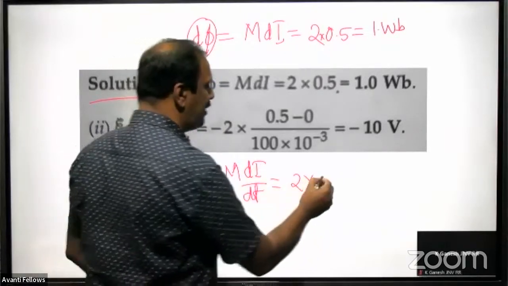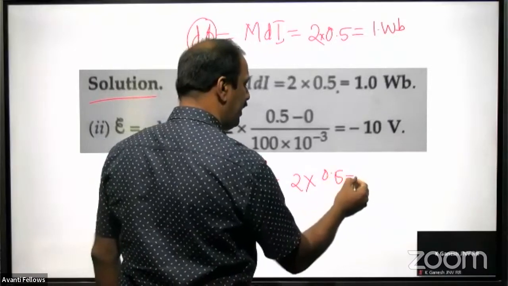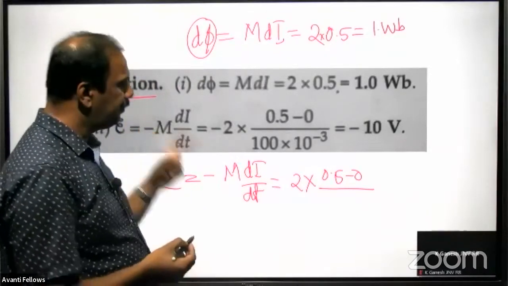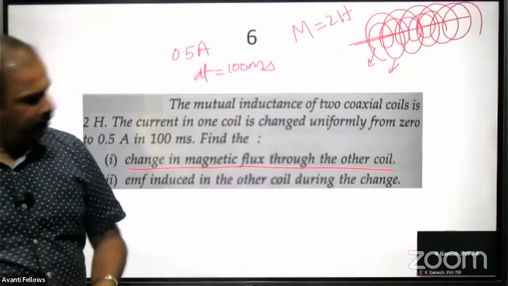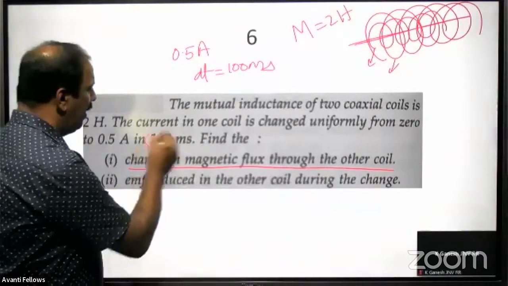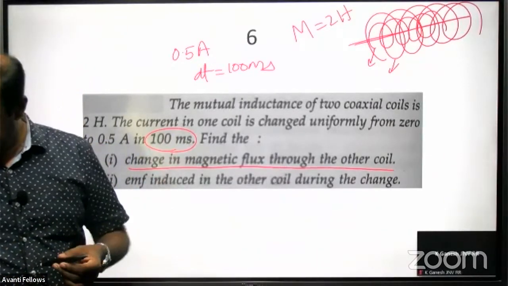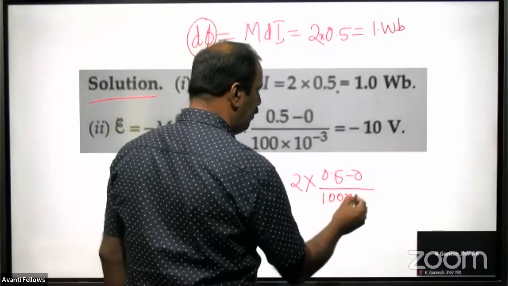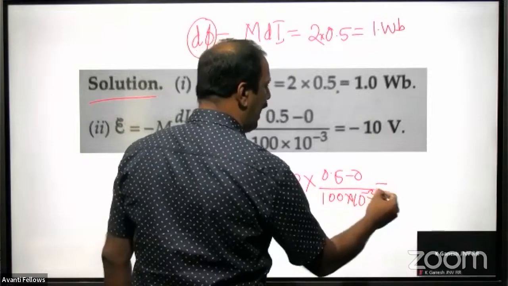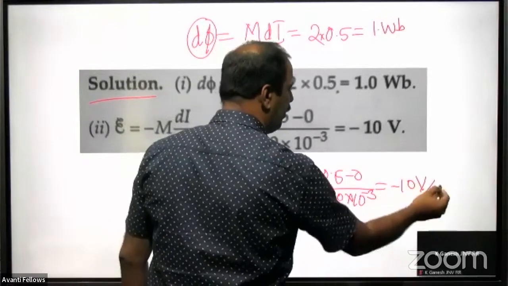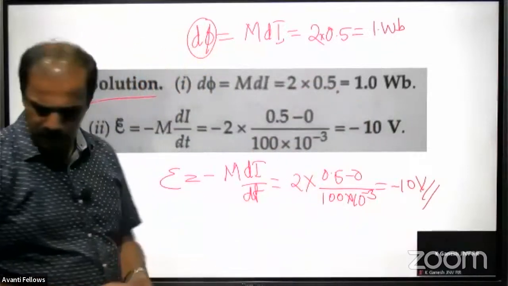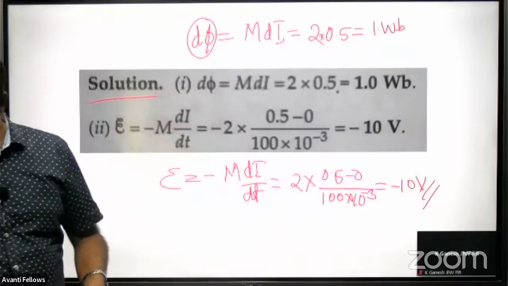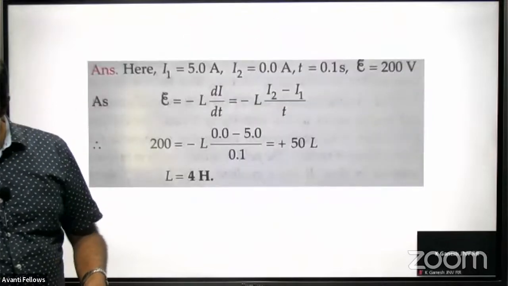Di means a change, that is 0.5 minus 0, means the same. And now you see here, our time, how much was it? 100 millisecond. Don't forget it. It is 100 millisecond, so it will be 100 into 10 to the power minus 3. When you calculate this one, you will get it as 10 volt. So both we got. Okay, these questions actually came previously in the examination, so you cannot take it as a silly question. These type of questions also can come.